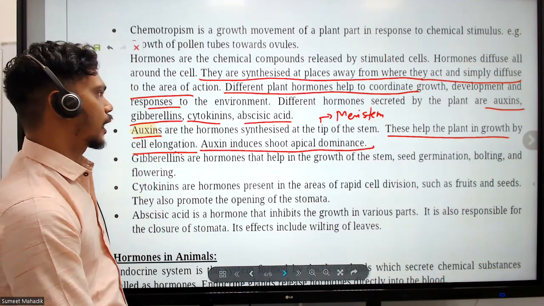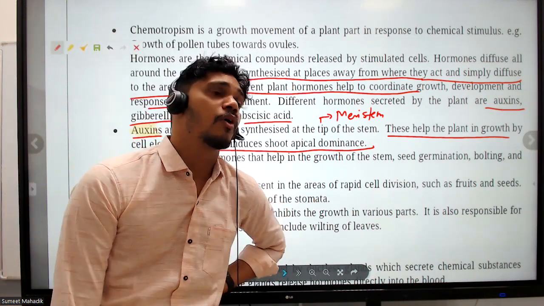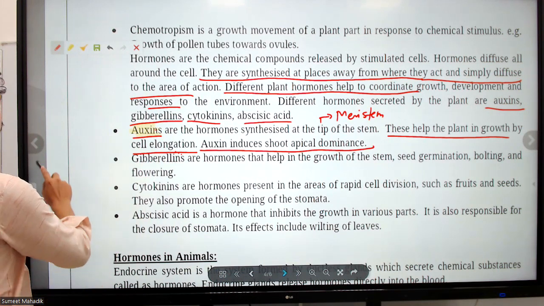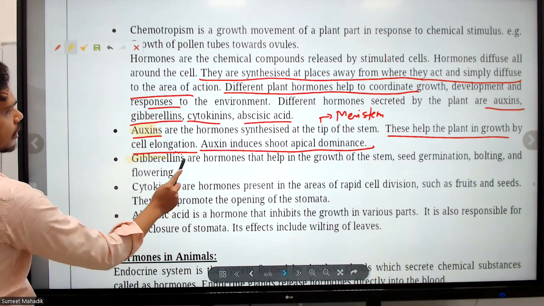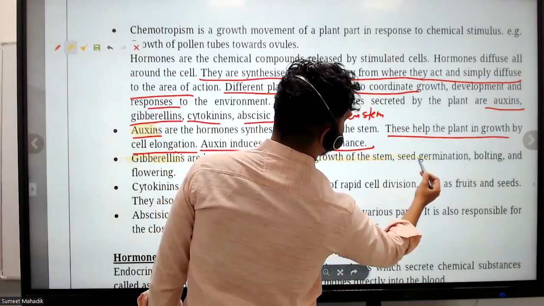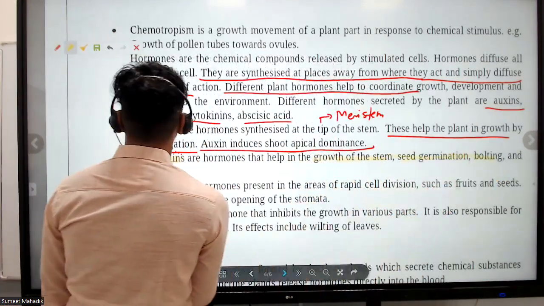So auxins are hormones responsible for cell elongation. Now we are moving to gibberellin. Gibberellin helps in the growth of the stem, seed germination, bolting, and flowering.